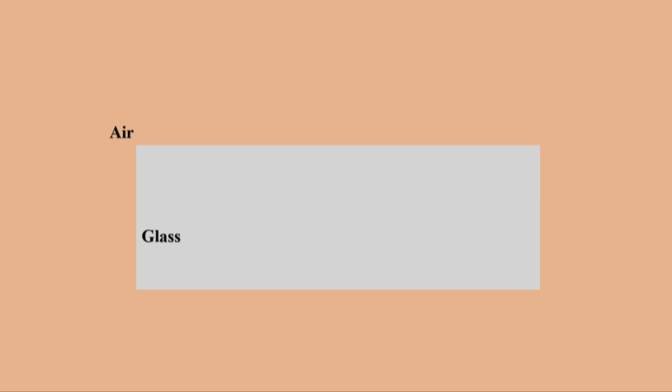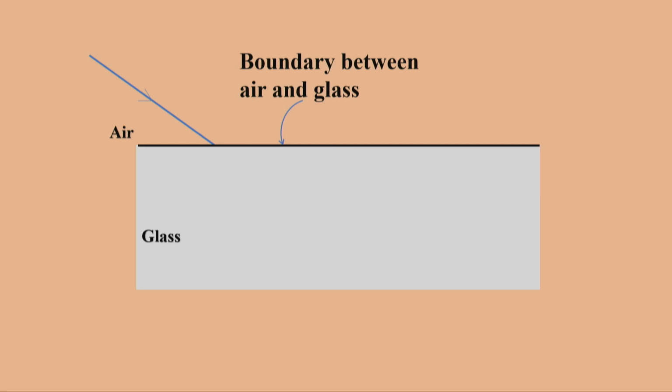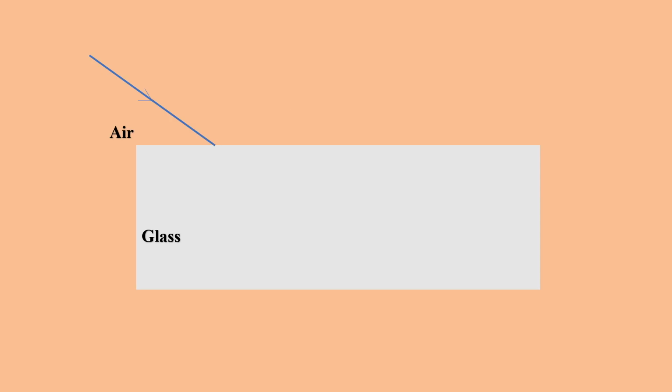So we see that light changes direction at the boundary between the air and the glass. And then when it reaches the boundary between the glass and the air, it changes direction again.